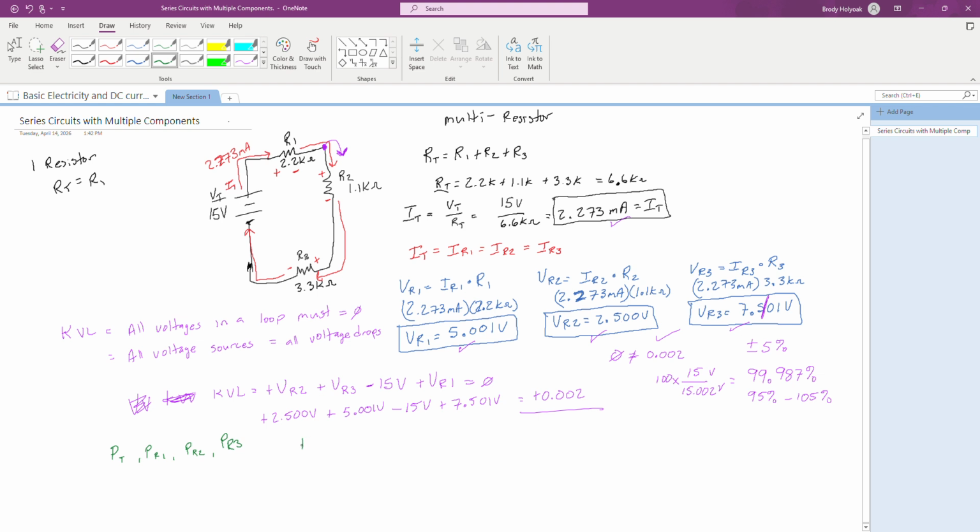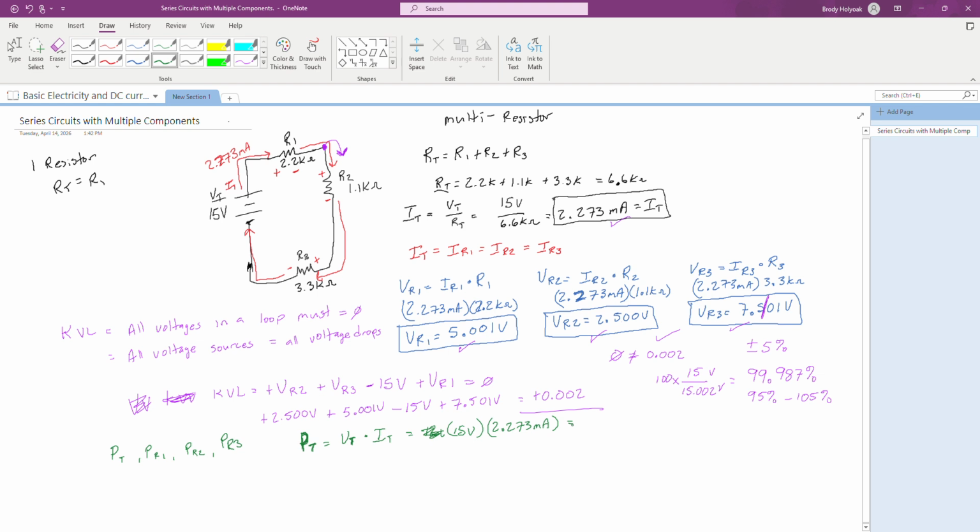Power total, straight, easy. So power total, just like what we did anytime with a total, it's going to be voltage total times my current total. So what I get here is 15 volts times my current, which was 2.273 milliamps.